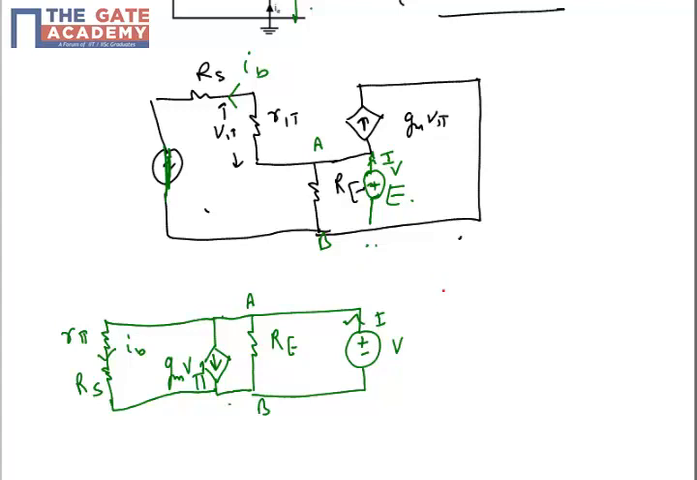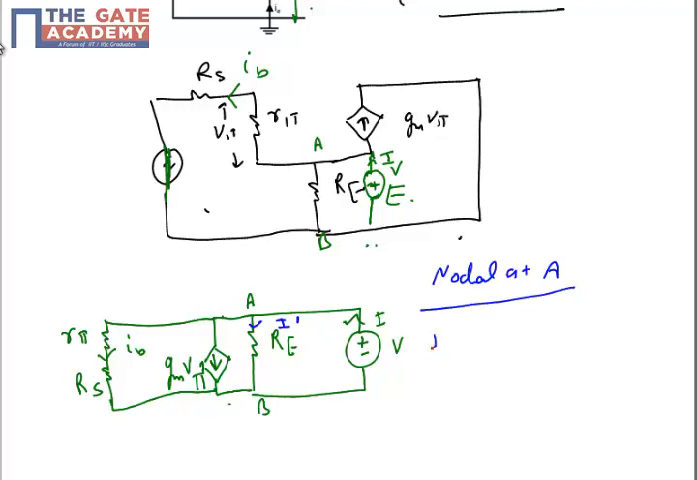Simply apply the nodal equation. Let's assume the current across Re as I dash, and the rest is already given to you. So you will apply nodal analysis at A. Nodal analysis says that the sum of the incoming current is equal to the sum of the outgoing current.